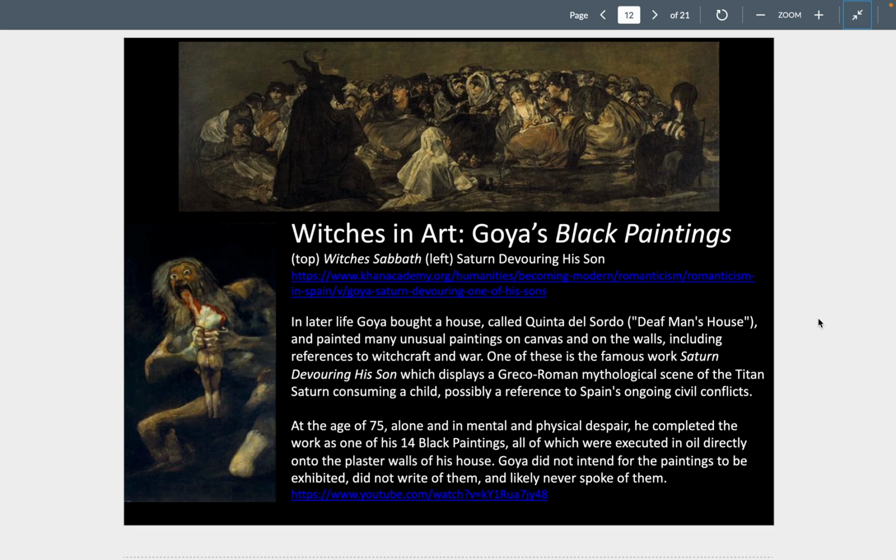We find witches in Francisco Goya's black paintings. Goya was a great Spanish artist who went deaf at the end of his life, maybe had some mental illness that did run in his family. He had seen a lot of death in Civil War, and also with the French invading Spain as well. And at the end of his life, he has this large chateau. He's deaf, and he begins painting on his walls. Not painting for anyone to ever see these paintings.